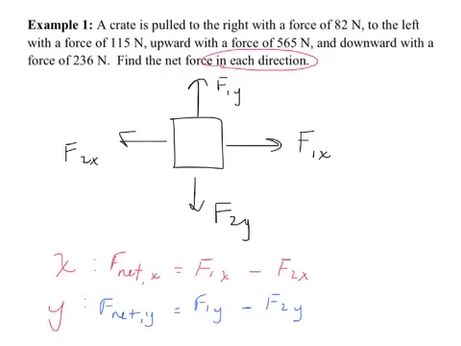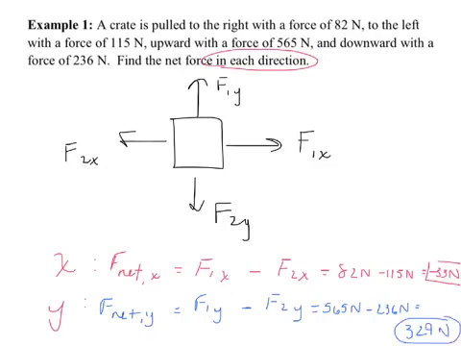Well, if we go ahead and plug in values now, F1x minus F2x is going to be 82 minus 115, both newtons, which yields negative 33 newtons, again in the x. In the y direction, though, we're going to notice here that we've got 565 newtons minus 236 newtons, giving us a total force in the y direction of 329 newtons. So our total force in the x is negative 33, and our total force in the y is 329.